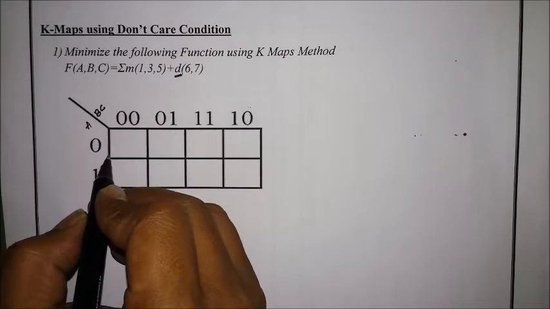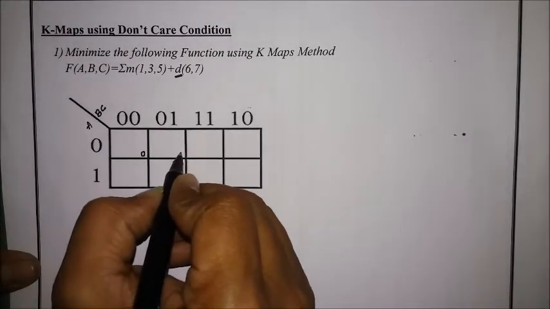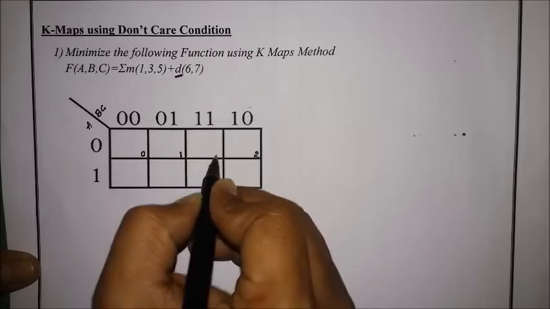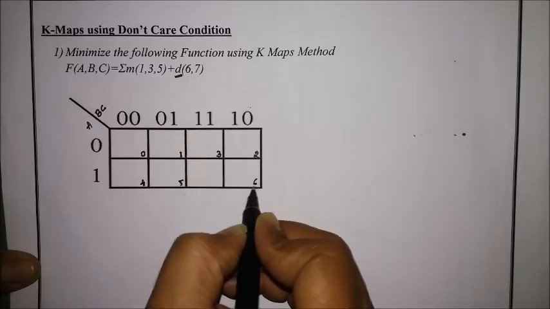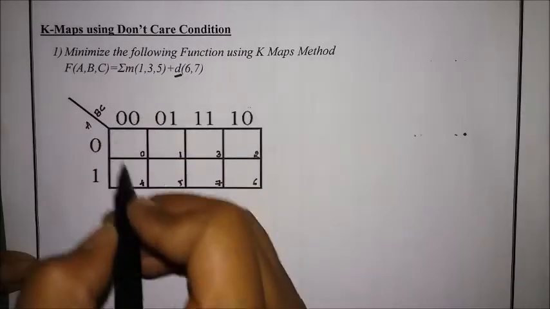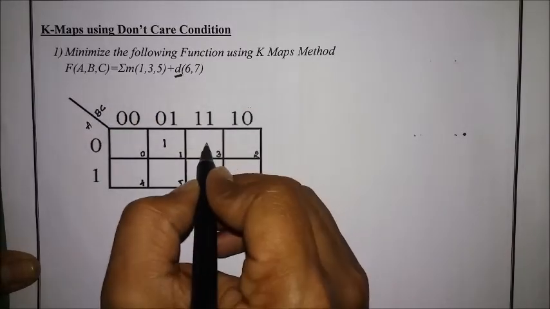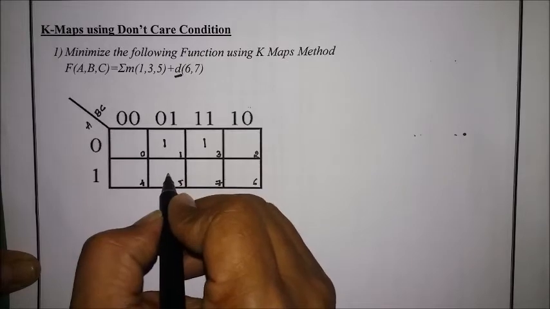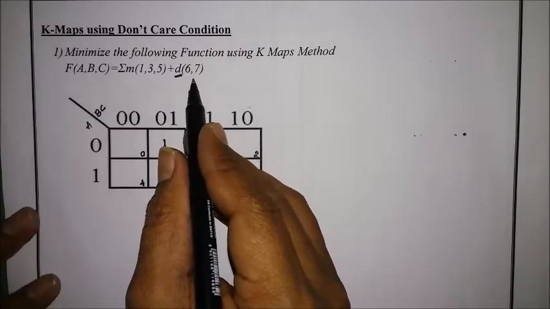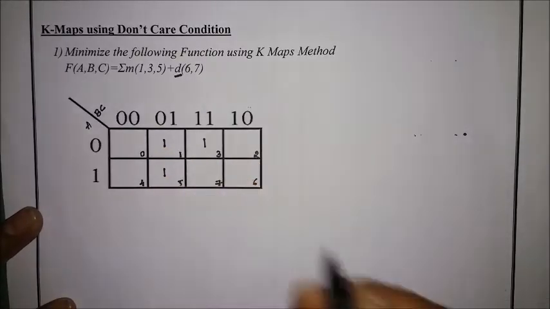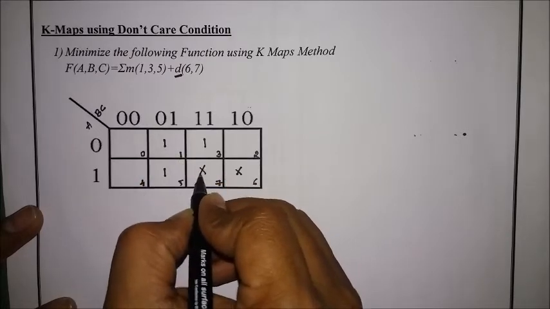Wherever the 1 is there, the 1 is identified. Let us give the numbering here. The first cell is 0, 1, 2, 3, 4, 5, 6 and 7. Wherever the 1 is there, I am marking 1 as it is a SOP form equation. 3, again I am marking 1. Next 5, again I am marking 1. Now the don't care entries, as I said, we need to mark with x. So 6 I am marking with x, and 7 also I am marking with x.